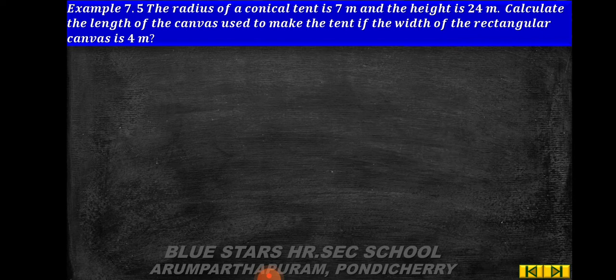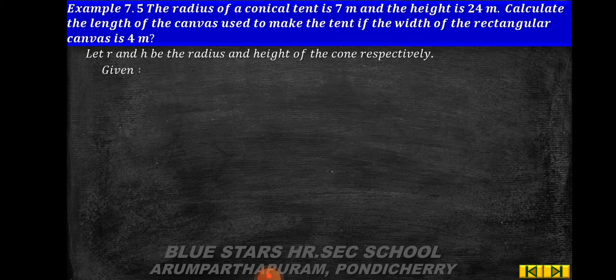Next one is example 7.5. The radius of a conical tent is 7 meter and the height is 24 meter. Calculate the length of the canvas used to make the tent if the width of the rectangular canvas is 4 meter. Let R and H be the radius and height of the cone respectively. Given radius R is equal to 7 meter, height H is equal to 24 meter.